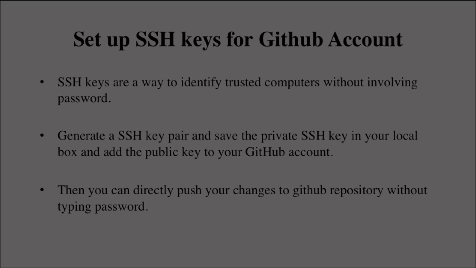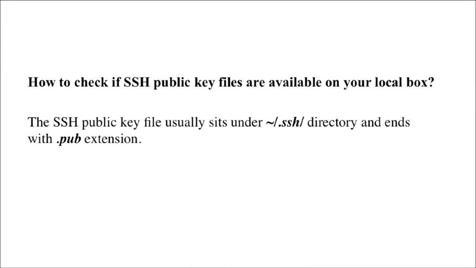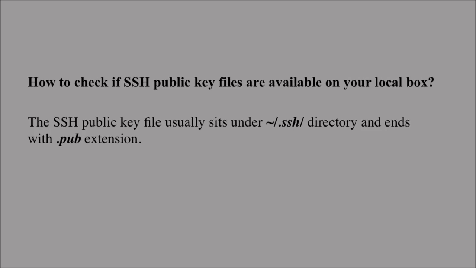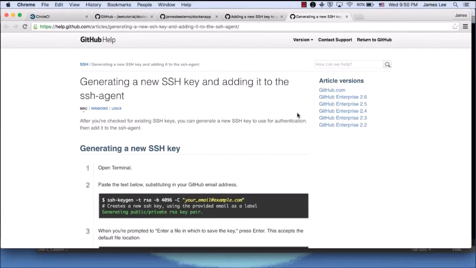First, you should check if you already have the SSH key available in your local box. The public key file usually sits under the hidden SSH directory in your home directory, and it usually ends with the .pub extension. I don't have an SSH key pair in this computer, so I will go ahead and create one. If you already have one, feel free to skip this step.